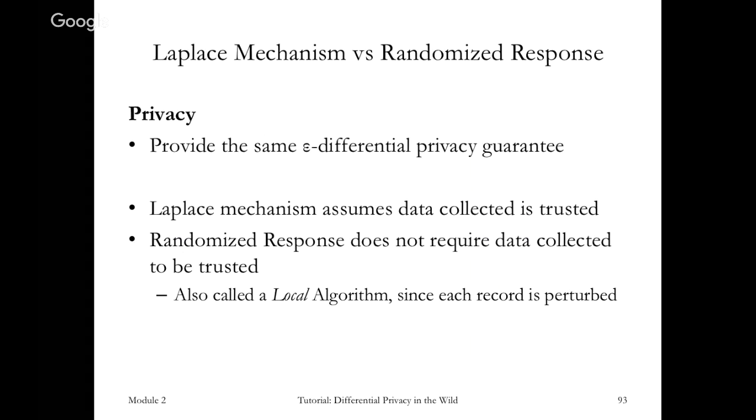Qualitatively, they're different in that the Laplace mechanism assumes all the data has been collected by some trusted party. So you have all the data there, and some trusted party is going to compute the true answer to a query, add noise to it, and give back the noisy answers. Randomized response, on the other hand, does not require the data collector to be trusted. It's also known as a local algorithm because each record is perturbed locally and then sent on to some data collector who doesn't have to be trusted because that local perturbation has already created the privacy guarantee.